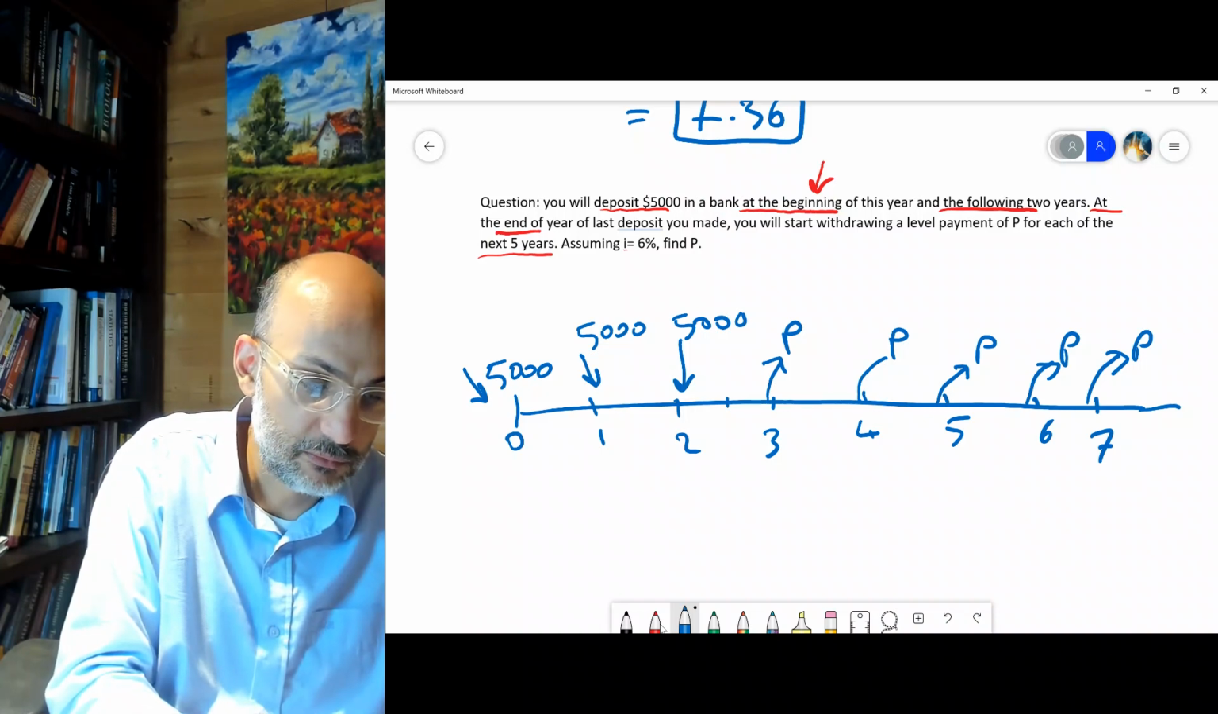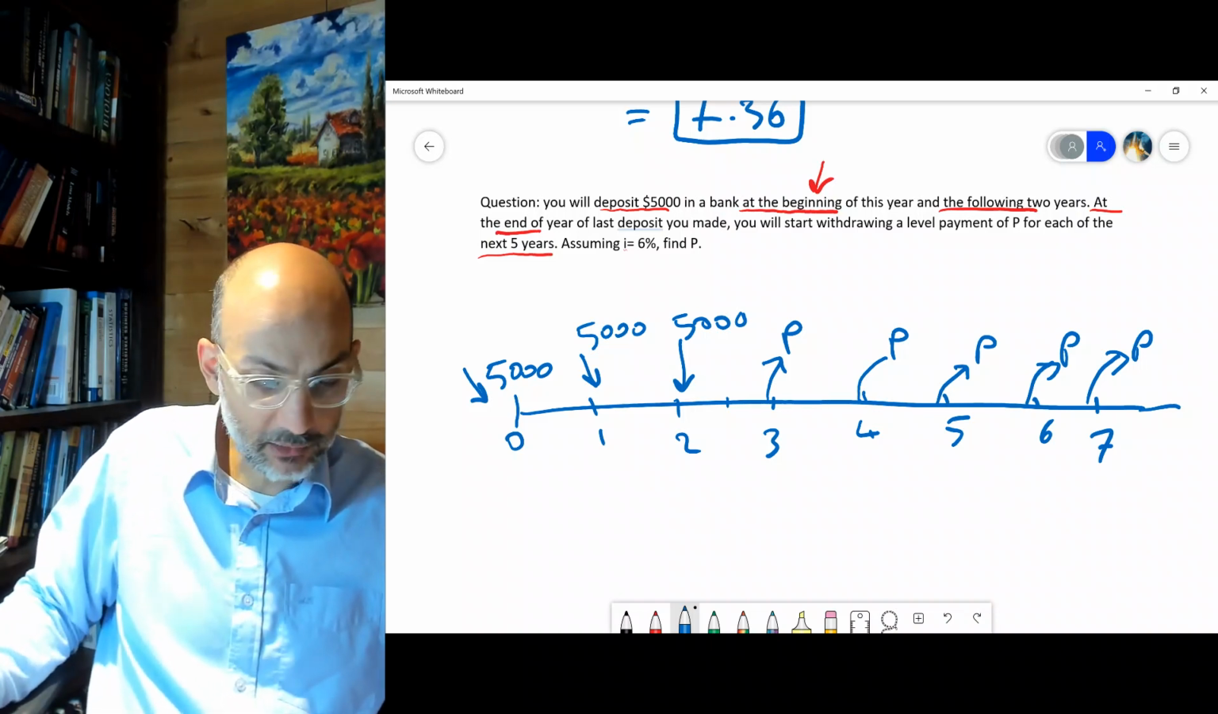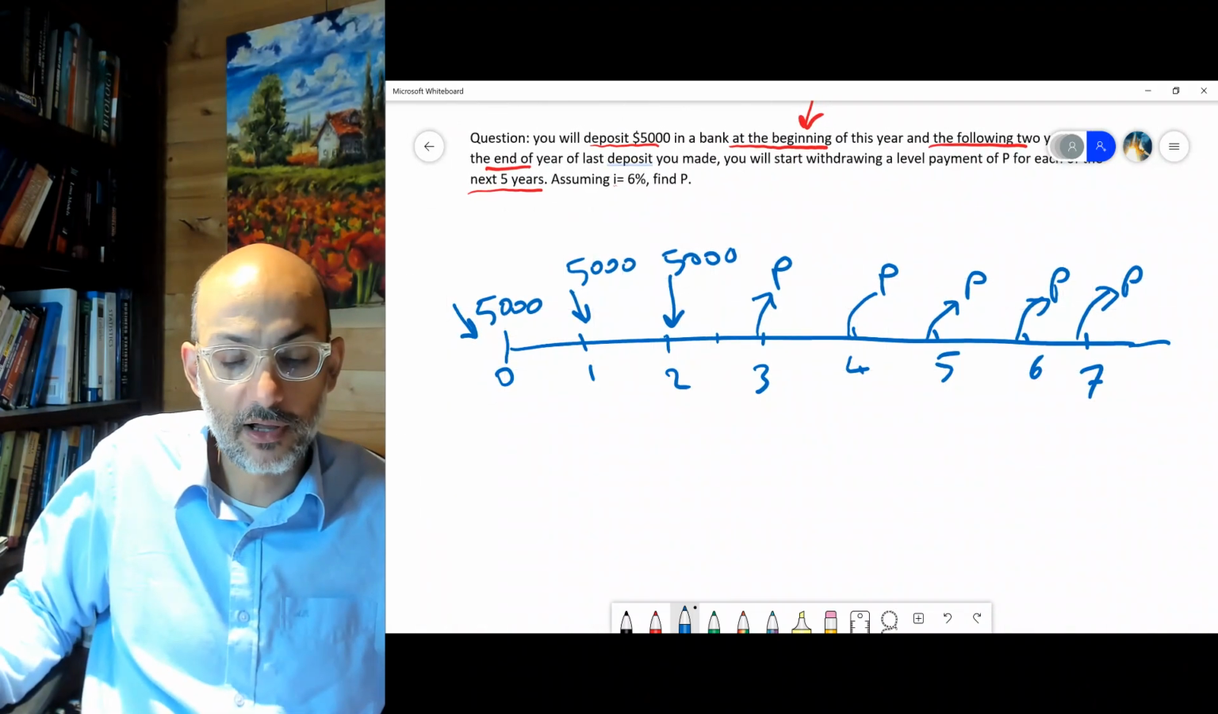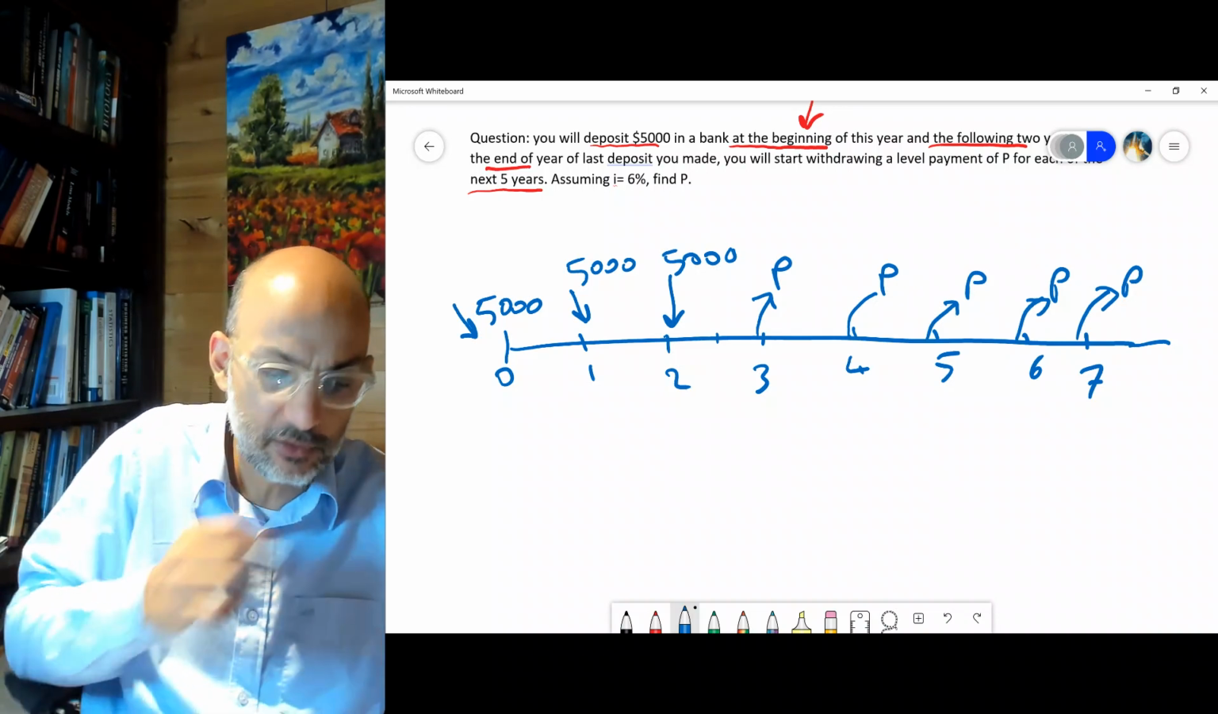So let's read it one more time. At the end of the year of the last deposit you made, you will start withdrawing level payment for each of the next 5 years, right? So this is like the hardest part of this equation, is really to draw it, right? Once you have a good image, then it becomes mechanical. You know the formulas, you can quickly.